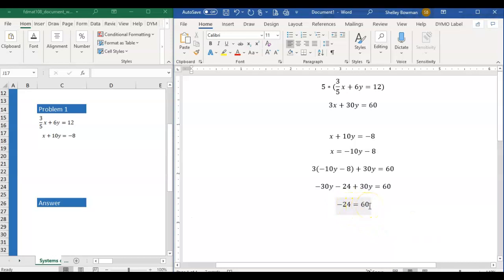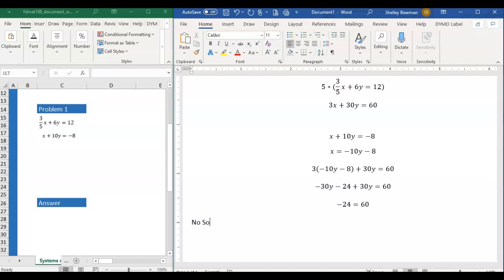So negative 24 does not equal 60. It will never equal 60. So because negative 24 will never, ever, ever equal 60, the answer to this is no solution.